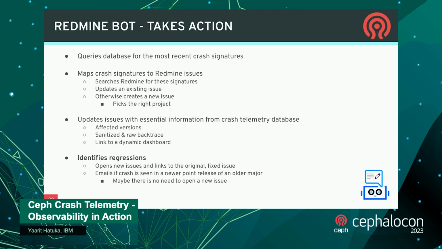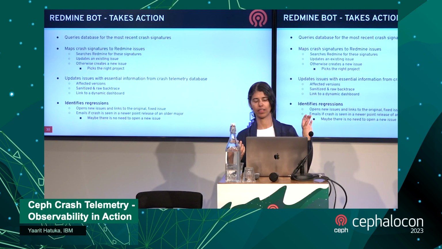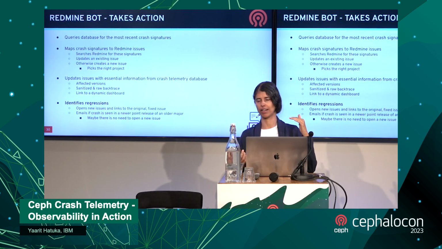We need to take some action. So this is where the telemetry bot is doing its work. It queries the database for the most recent crash signatures, and then it maps the crash signatures into Redmine issues. And the way it does that, it searches Redmine for all of these signatures that are related.